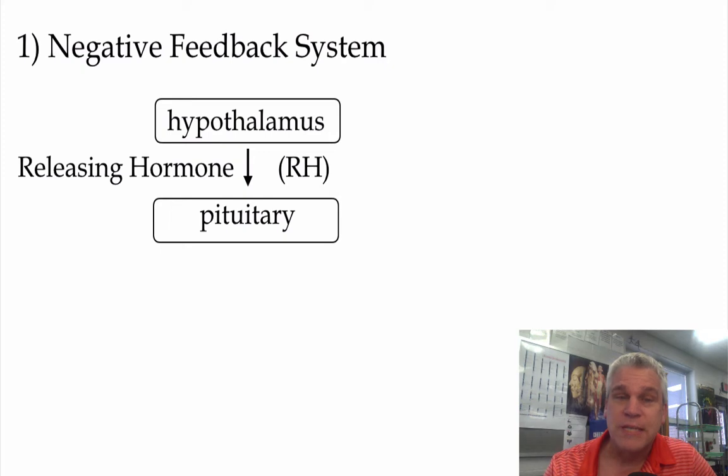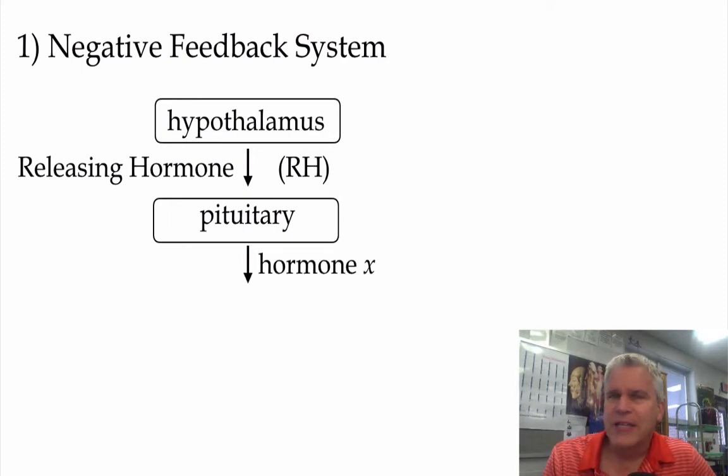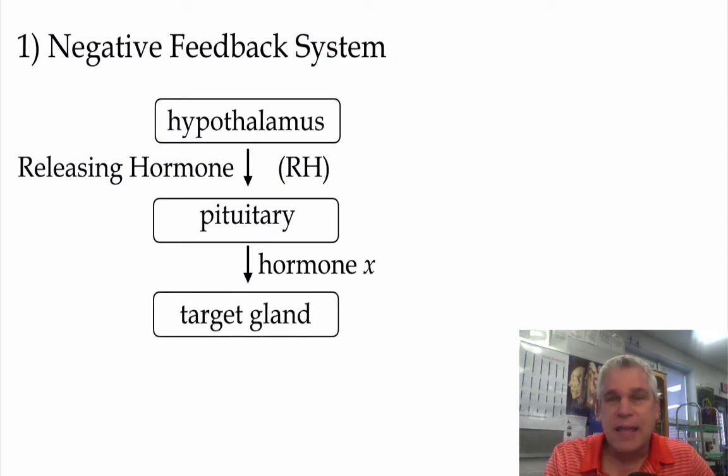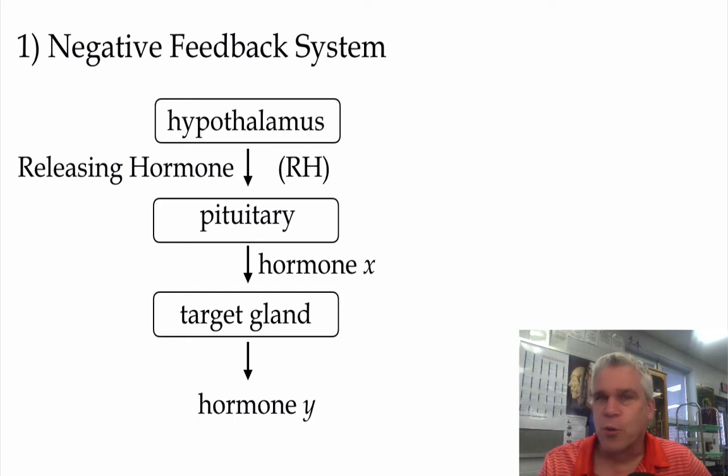When the pituitary receives that releasing hormone, it is going to produce another hormone. Let's just call it hormone X. There's all sorts of hormones that the pituitary gland does produce. That hormone X travels throughout the bloodstream and ends up at a gland somewhere. So this is what we call a target gland, which is just a generic name for any gland that a hormone acts on. And that target gland can produce another hormone. We'll call this hormone Y.